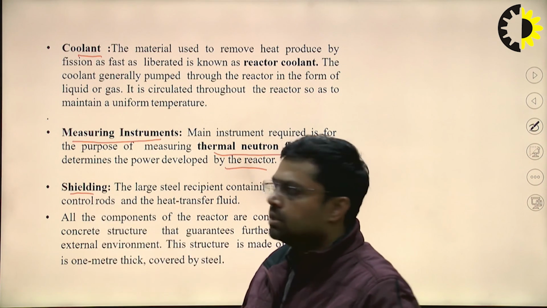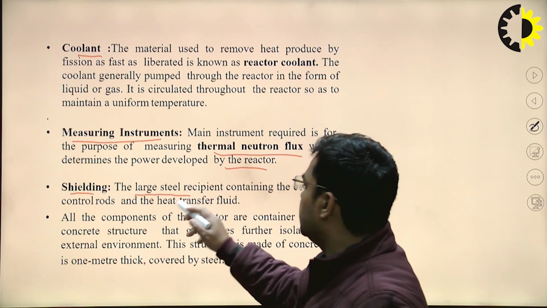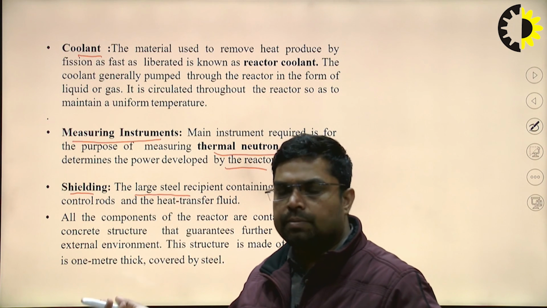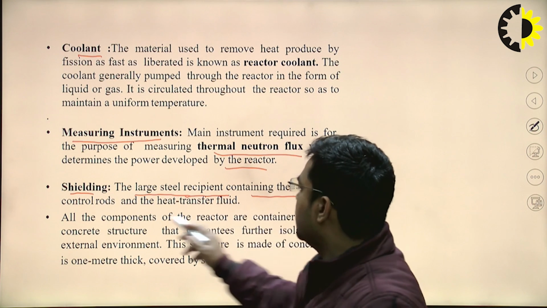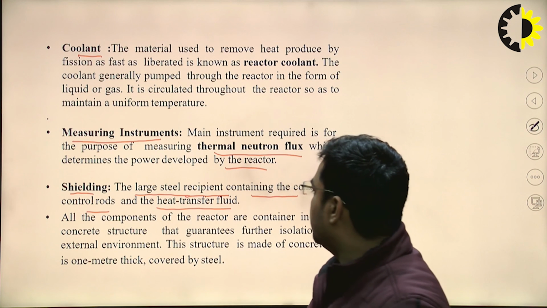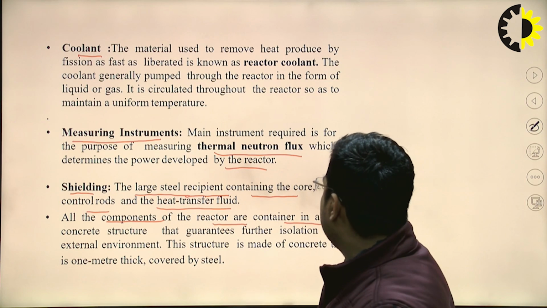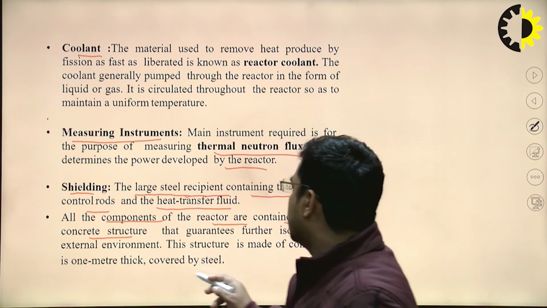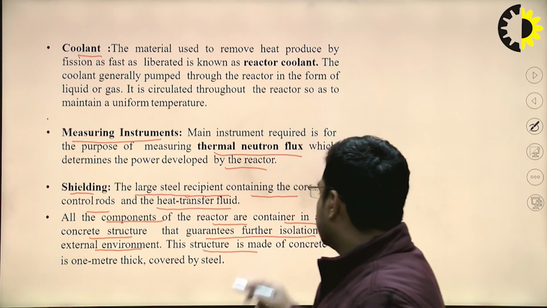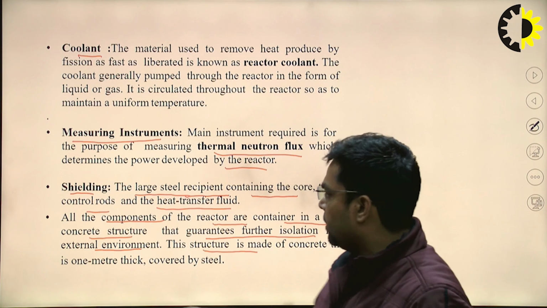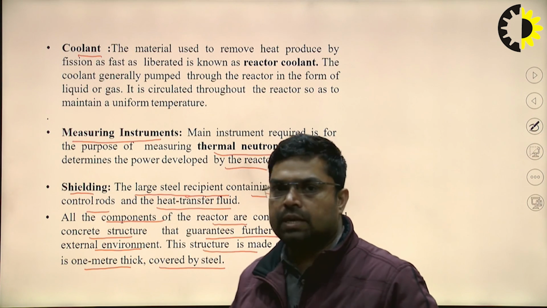Now the shielding, this is the outer body of the nuclear reactor. It is based upon the design of the different kinds of nuclear reactor. A large steel vessel contains the core, the control rods and the heat transfer fluid. All these components of the reactor are contained in a solid concrete structure that guarantees further isolation from the external environment. This structure is made of concrete about 1 meter thick, covered by steel. This is one of the designs.